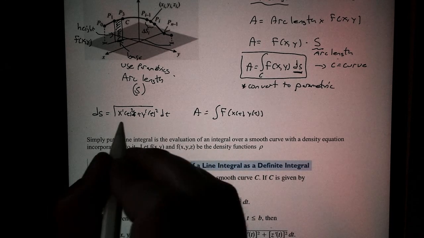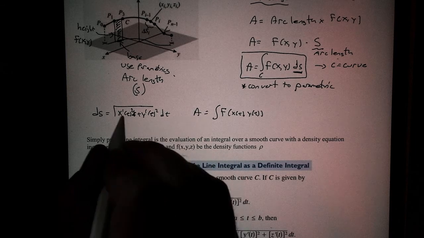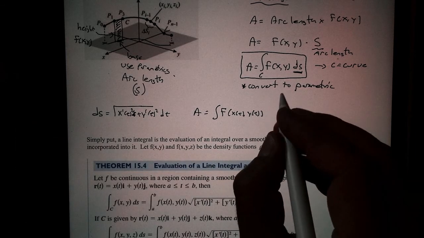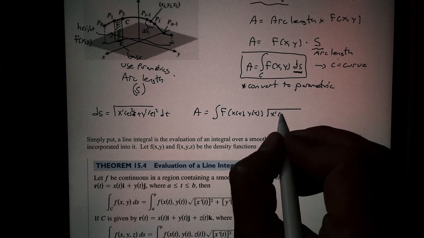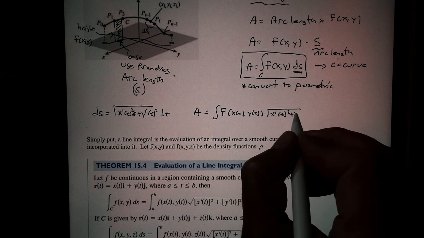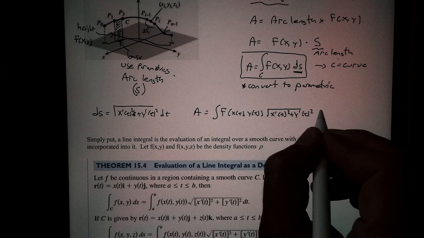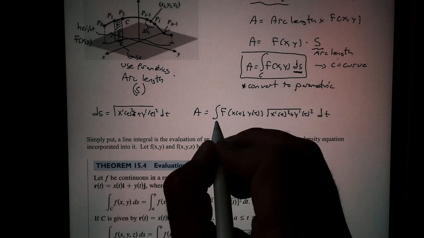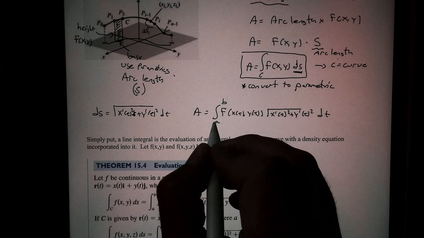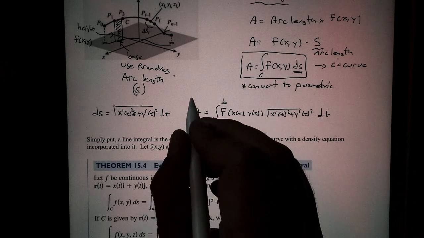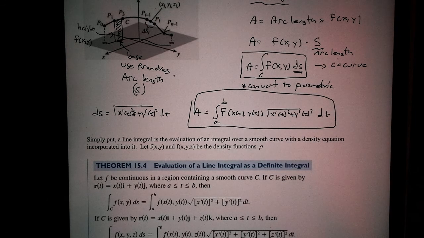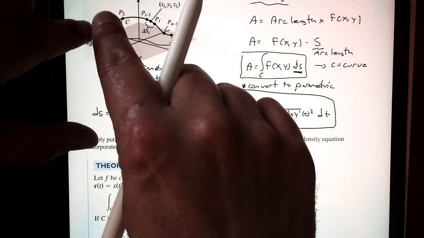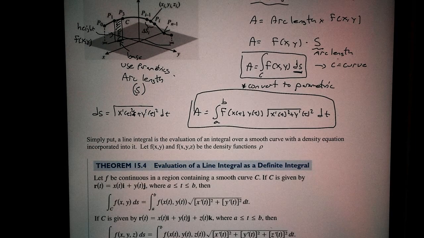And check out my earlier videos. We kind of talked about this. We used the Pythagorean theorem. We are able to prove all this. So this is going to be multiplied by all of that: x prime of t squared plus y prime of t squared dt, and from A to B, where A and B are in terms of t. This is going to be our formula to get the area of this wall right here.